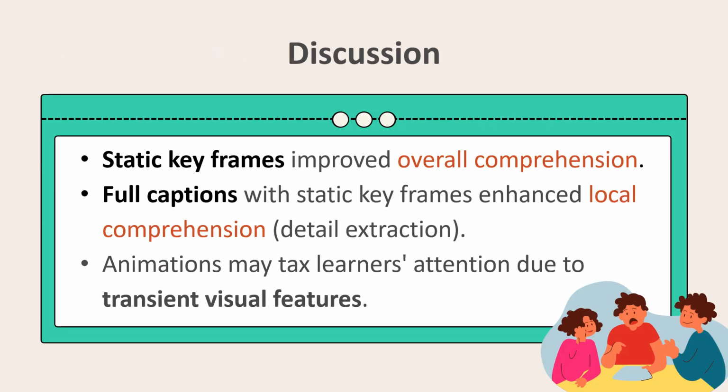So, what does this mean? Static keyframes improve overall comprehension by helping learners focus better on the material. When paired with full captions, they also enhance local comprehension, making it easier to extract details. However, animations can distract learners due to their fast-changing and brief visual elements, making it harder to maintain attention.